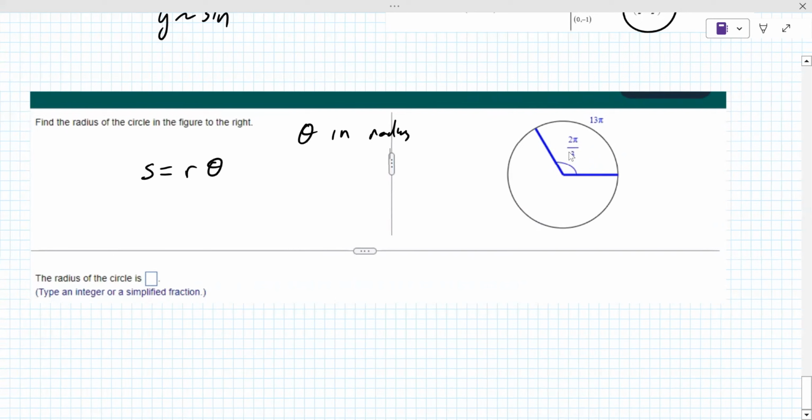So you gotta be careful there. To solve this for R, because there's an equal sign, R is S divided by theta. S is the arc length, and that's theta. So you're taking 13 pi. I don't think it's like S for arc length.